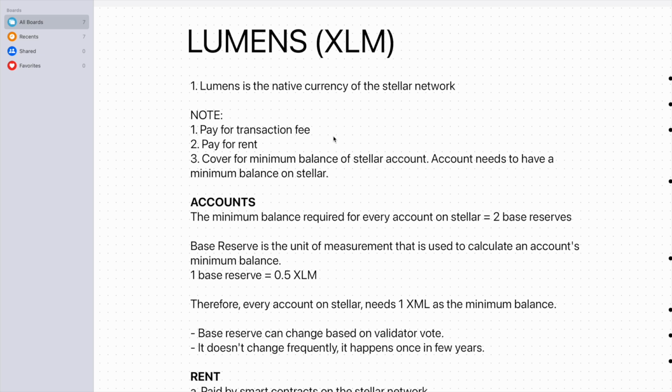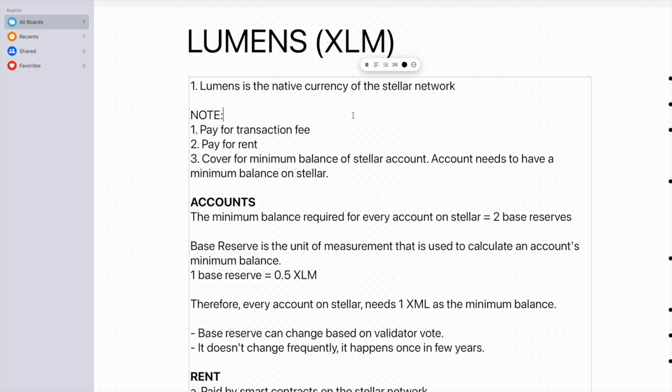So Lumen is the native currency of the blockchain. Let me write that out. The first thing to know is that Lumens is the native currency of the Stellar network. Right. Looking at it this way, what is Lumens? This is the first thing we need to understand. Lumens is the native currency of the Stellar network. So that's the first thing to note.